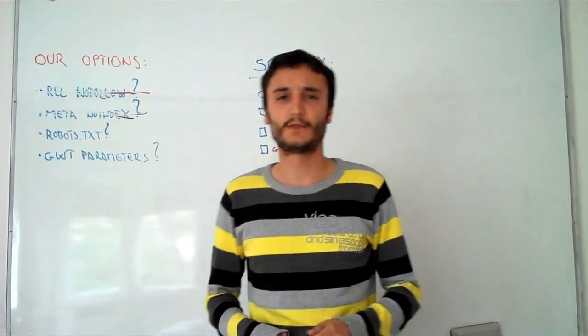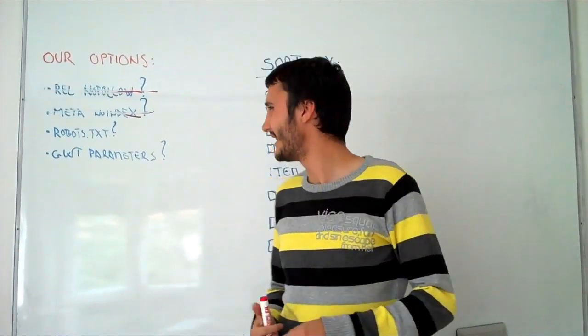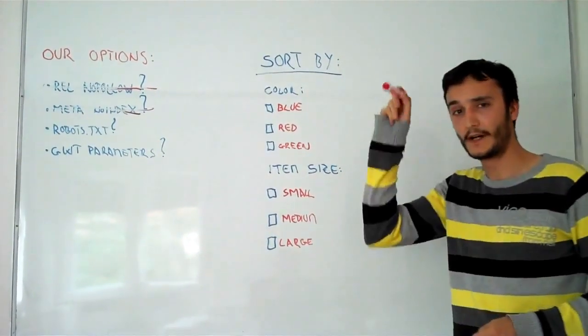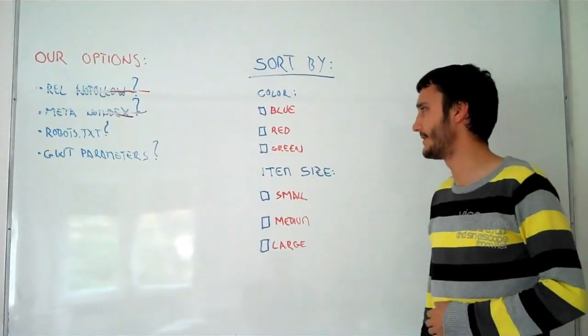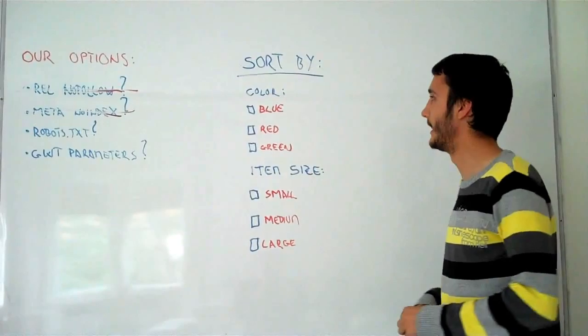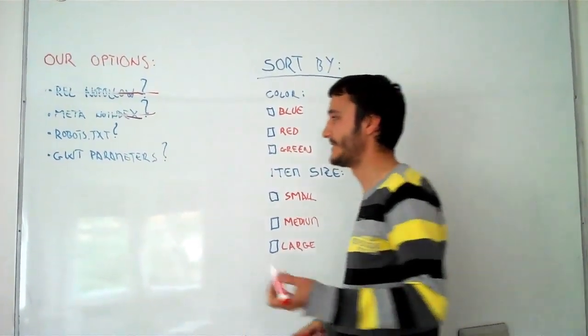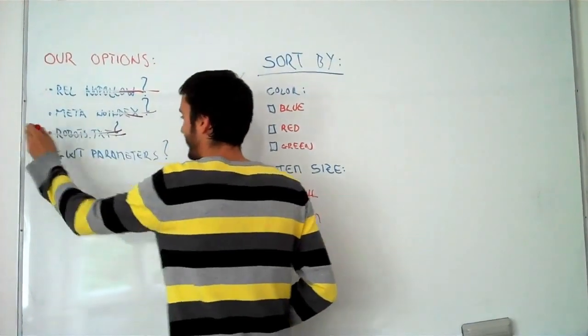Next thing we have is the robots.txt file. Now the robots.txt file could disallow these parameters. You could use a wildcard and just disallow the indexing of them. You're still leaking link juice from your page to these links. So this is also not the greatest idea.